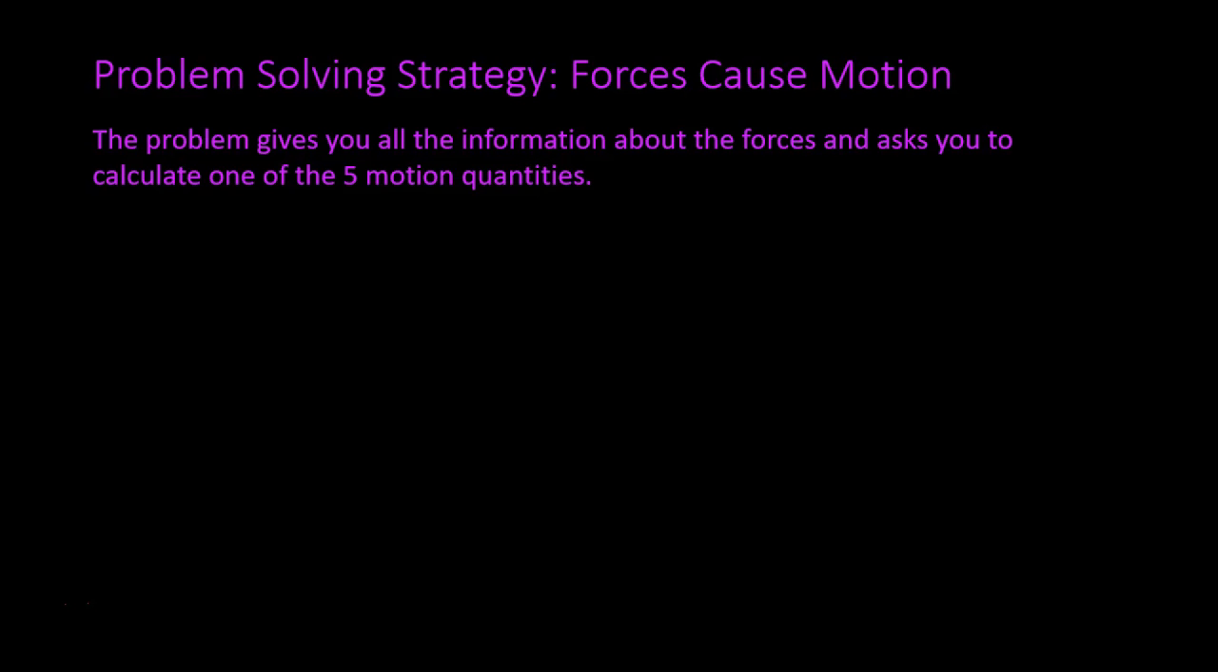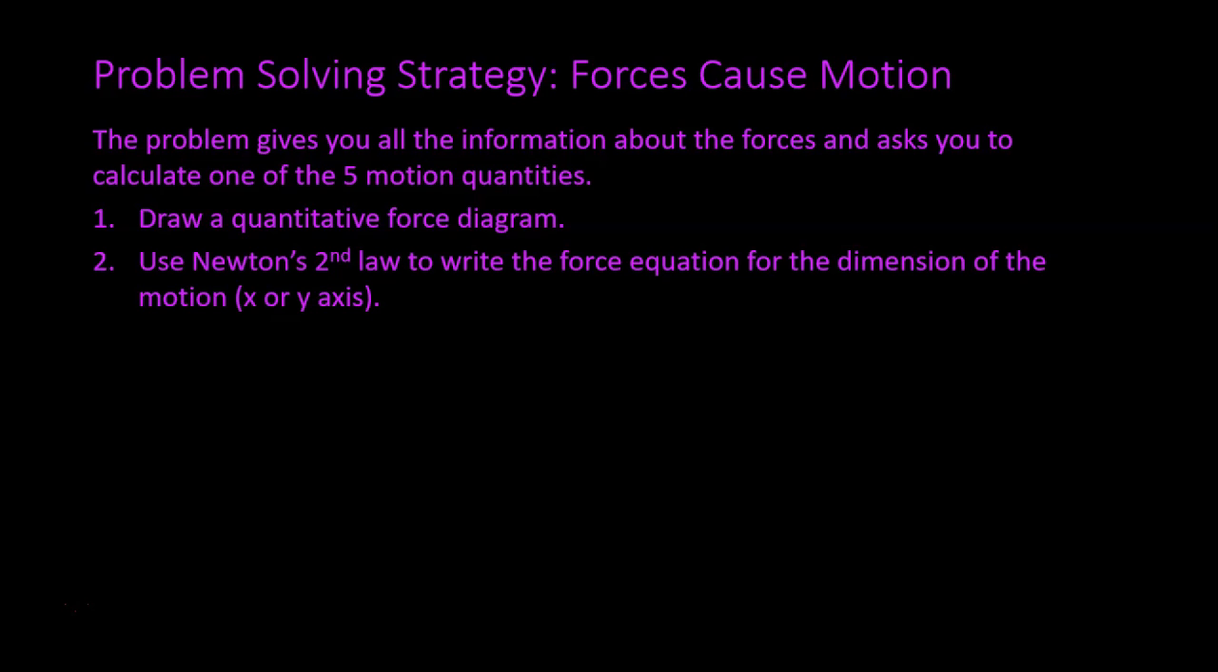There's actually two types of problems we're going to be looking at, so we need to develop two problem-solving strategies. The first one I call forces cause motion. Here the problem gives you all the information you need to know about the forces, and it asks you to calculate one of the five motion quantities. Here's the first step. Draw a quantitative force diagram. Next, use Newton's second law to write the force equation for the dimension of the motion. And of course, that dimension is either along the x-axis, which we often call horizontal, or along the y-axis, which we can also call vertical.